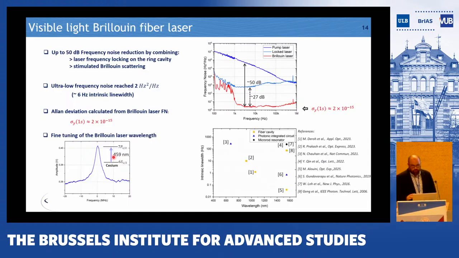So here is a cartography of different results obtained based on such Brillouin lasers, using fiber cavity, photonic integrated circuit, or micro-rod resonator. The main results have been obtained, as I said, in the telecom range, and the result that I showed you today at 460, and we also obtained some results at 532, so we fill the gap in the visible range.